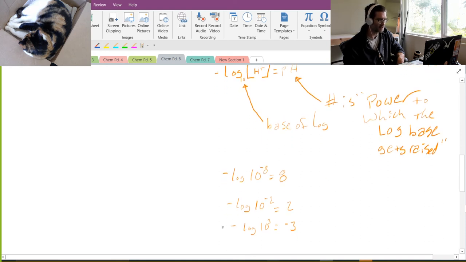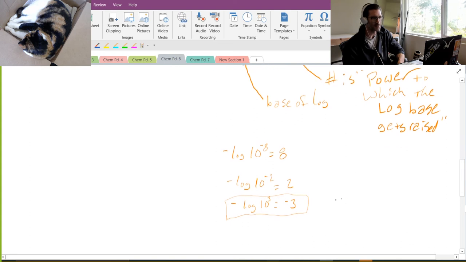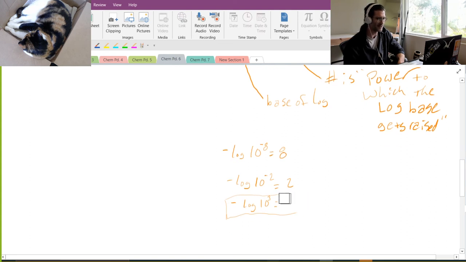You probably won't get a concentration of 1,000 moles per liter, right? Because water limits it. Water is only about 55 moles per liter. So this is not a realistic example.